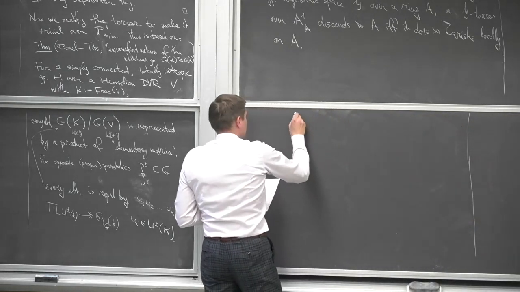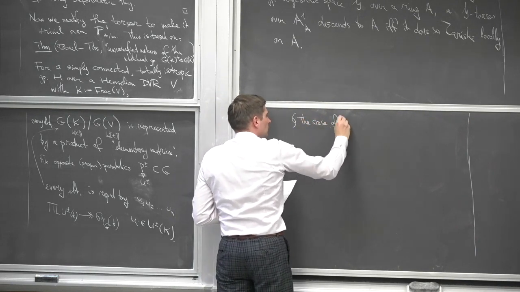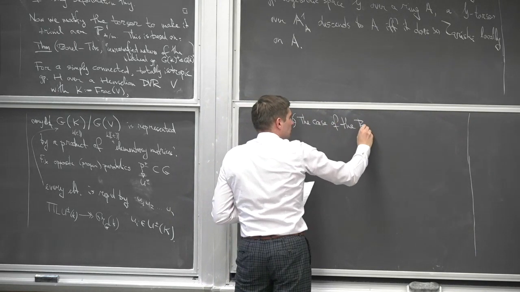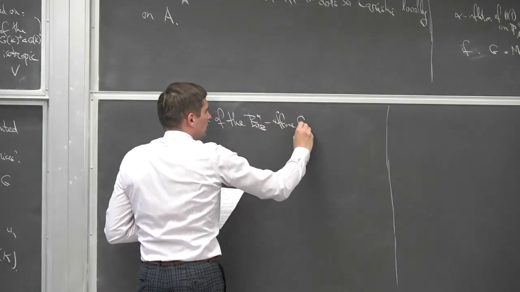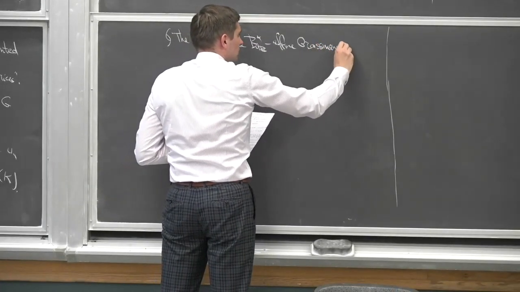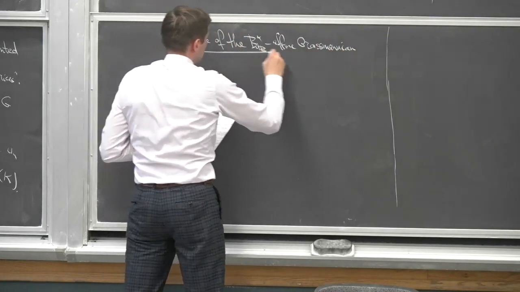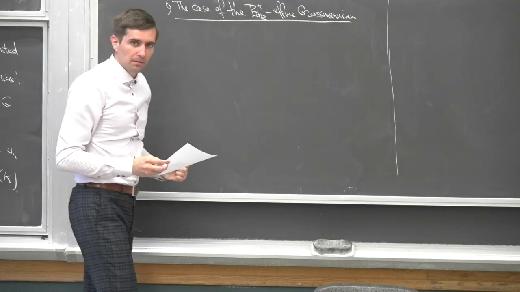Okay, so let me then discuss the case of the B-dR plus affine Grassmannian, which, surprisingly, is actually kind of simpler. So the results are.